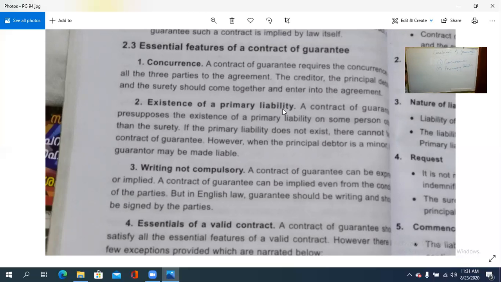Primary liability. A contract of guarantee presupposes the existence of a primary liability on some person other than the surety. If the primary liability does not exist, there cannot be a contract of guarantee. അതായത് yes on behalf of P will pay if P is not paying C. C ക്ക് P കൊടുക്കുന്നില്ല എങ്കിൽ S P ക്ക് കൊടുക്കാമെന്ന് പറഞ്ഞു. S കൊടുത്തു, പക്ഷെ ആ പൈസ തിരികെ കൊടുക്കുന്നില്ല സിക്ക് എങ്കിൽ എസ് ആർക്ക് കൊടുക്കാം? സിക്ക് എന്ത് കൊടുക്കാം എന്നുള്ളത്. അതാണ് primary liability is there.